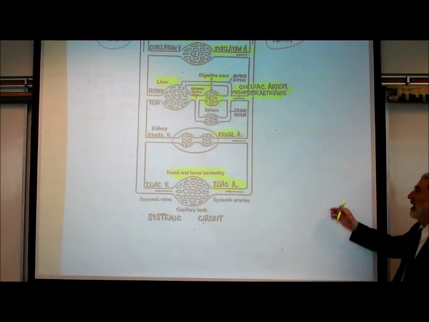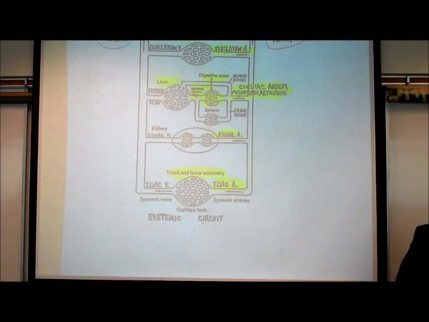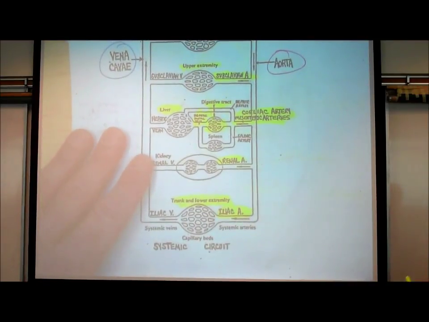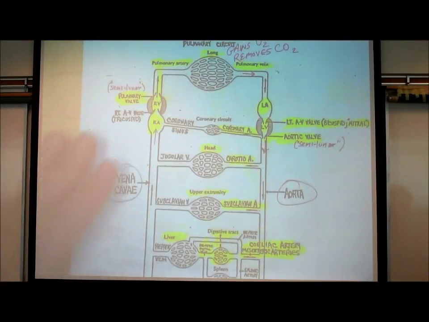So this is showing just a few examples of these arteries, these littler arteries branching off the aorta, carrying oxygenated blood to all the organs of the body. Now, of course, this blood now has to head back.